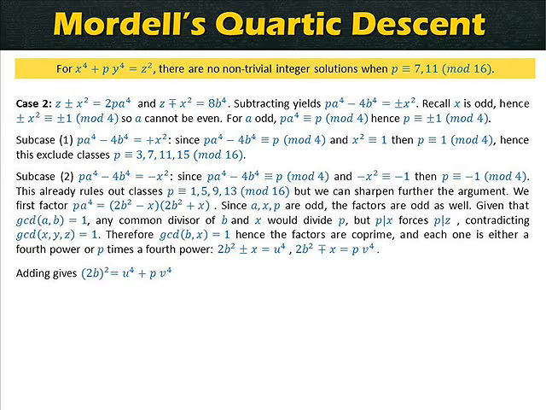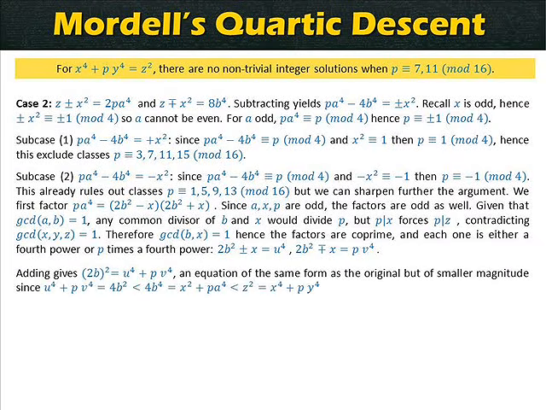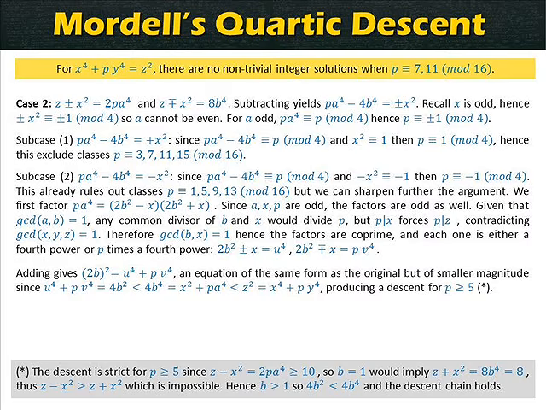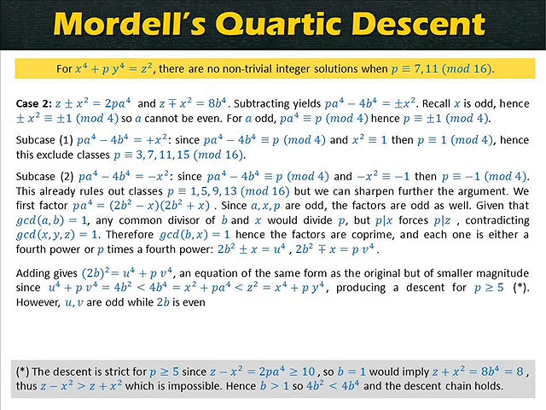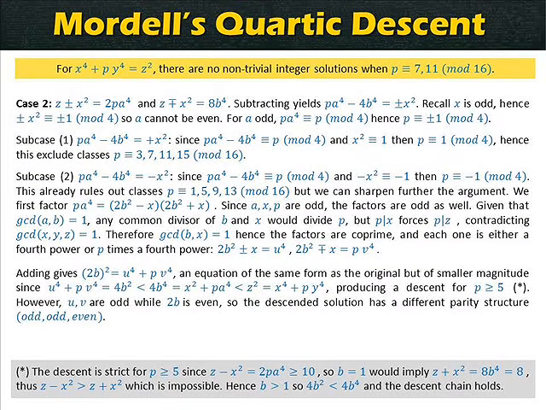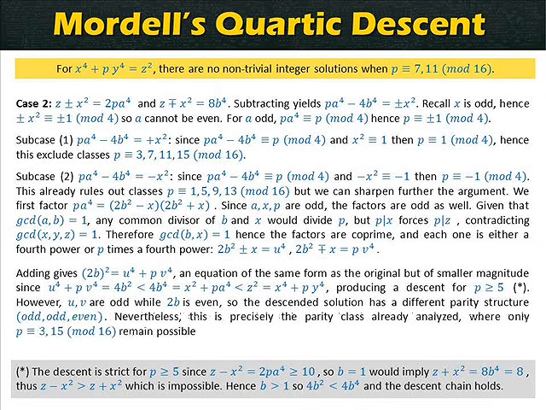Adding the equations gives the square of 2b equals u raised to the fourth plus P times v raised to the fourth, an equation of the same form as the original but of smaller magnitude, producing a descent for P equal or bigger than 5. However, u and v are odd while 2b is even, so the descended solution has a different parity structure. Nevertheless, this is precisely the parity class already analyzed, where only P congruent to 3 and 15 remain possible, ruling out the classes 1, 5, 7, 11, and 13.